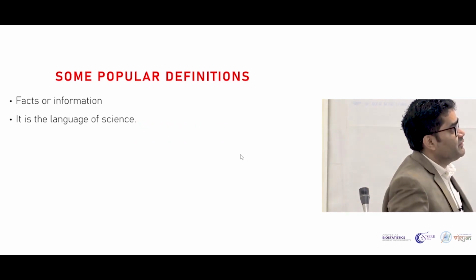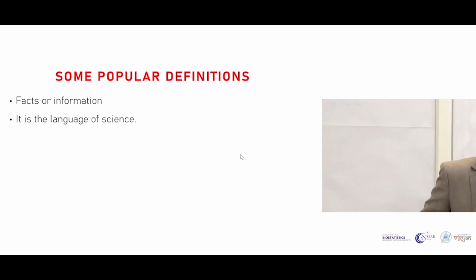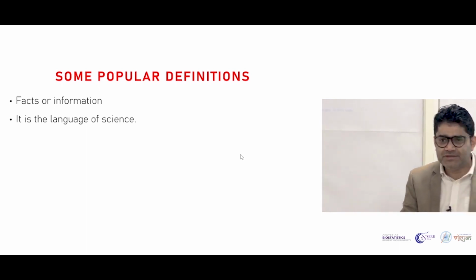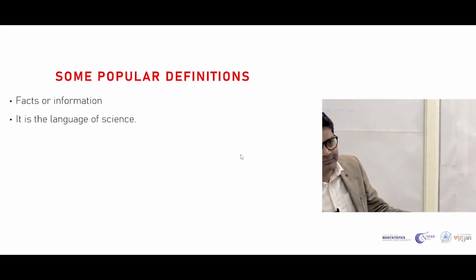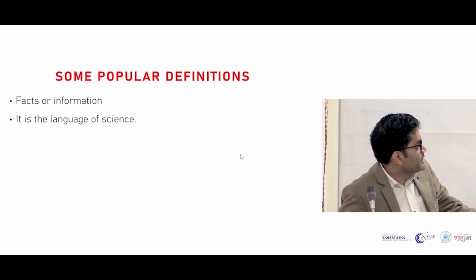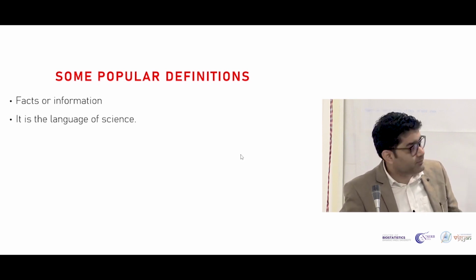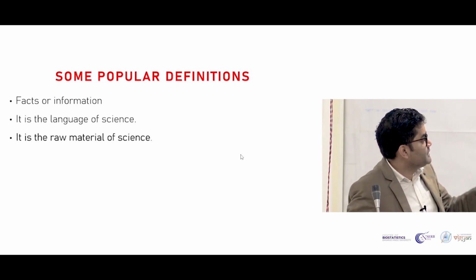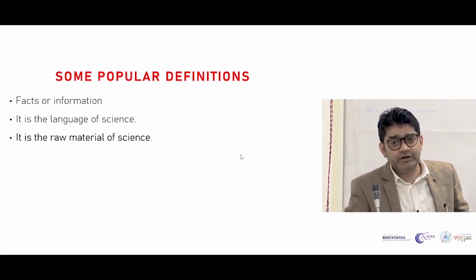Some popular definitions what we are having. It's facts or information. It may be in the form of numbers. It may be in the form of pictures. It may be in the form of videos. Okay. Data is not only number. Data is fact or information. It can be in any form. When we are precisely dealing with the data which is in numbers, then it is called the language of science. So precisely if we say, it is the raw material of science waiting to be published.